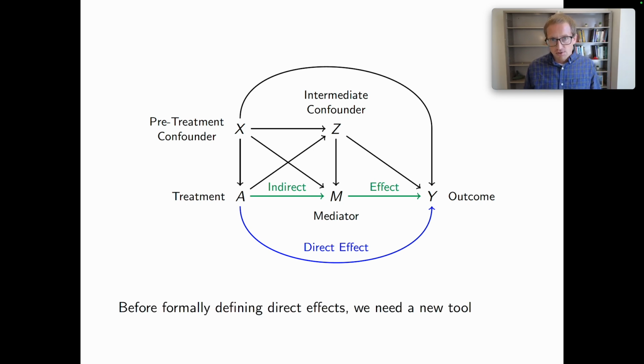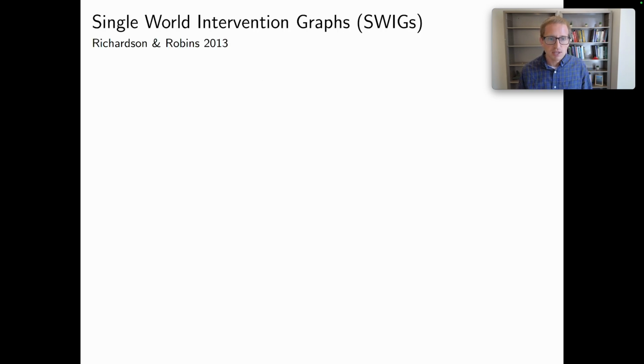So before defining controlled direct effects, I'm going to use a new tool that we haven't yet learned. This tool is single world intervention graphs. SWIGs are a generalization of DAGs to the setting where on the right side of the graph, instead of having an outcome Y, we have a potential outcome like Y superscript A.